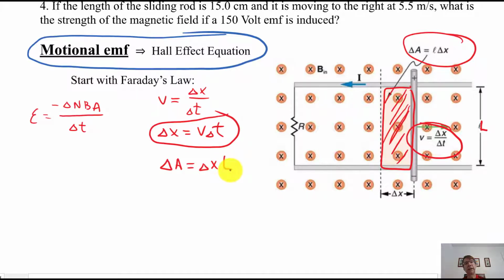All right. That's the area. You multiply the width of a rectangle times the height of a rectangle. Doesn't matter what order you put it in. They have L times delta x. Same thing.